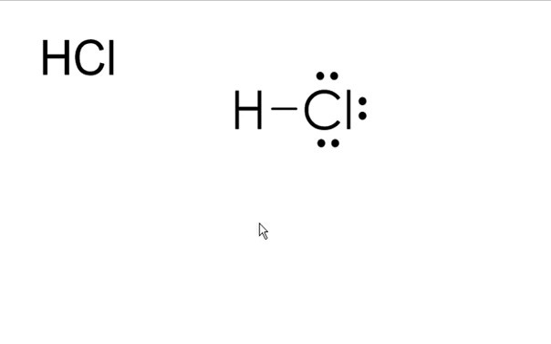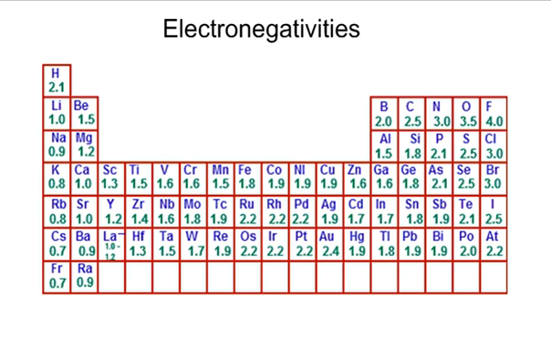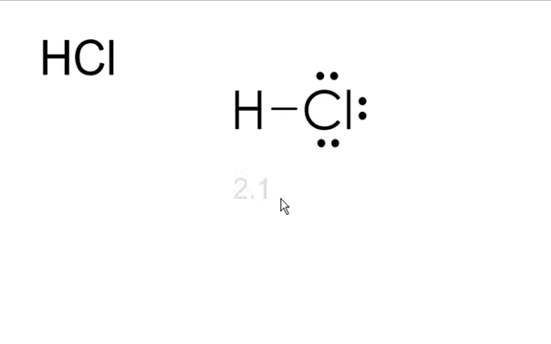Looking at a second example, here's hydrogen bonded to a chlorine. One hydrogen, one chlorine, one single bond. Looking at the electronegativities, we see that hydrogen is a 2.1, chlorine is 3.0. So consider hydrogen at 2.1, chlorine at 3.0. If we subtract them, we get a difference of 0.9.